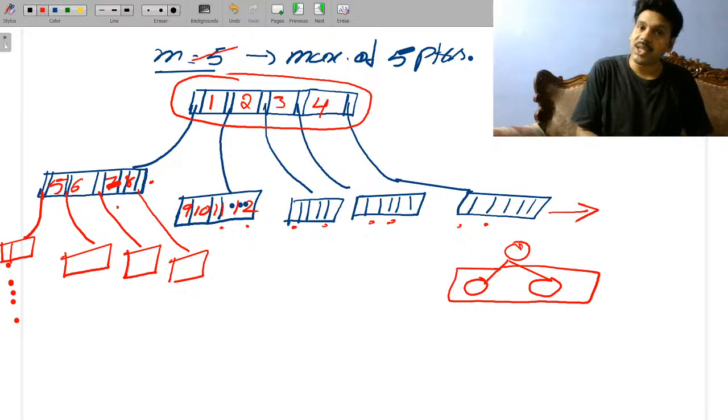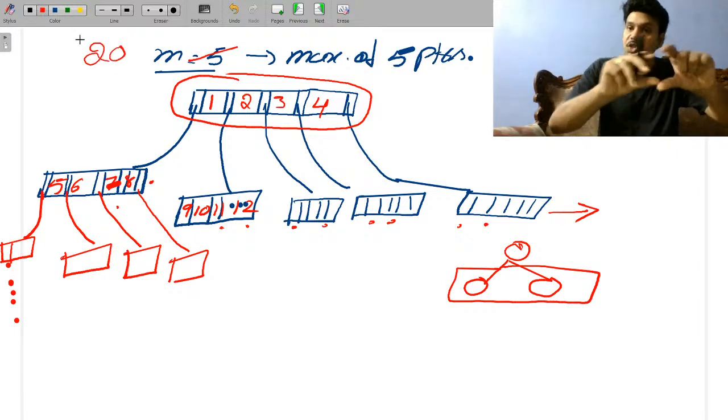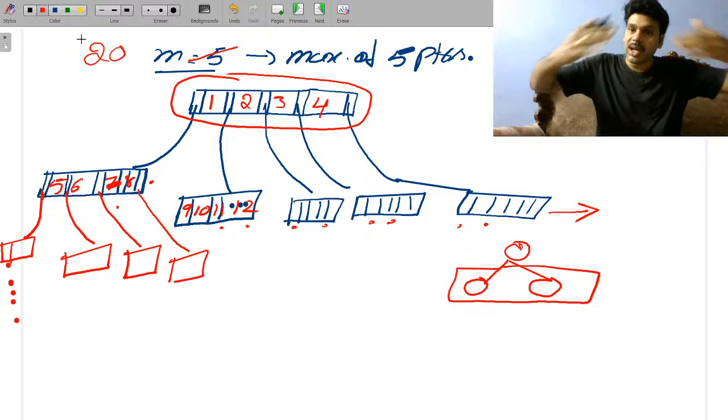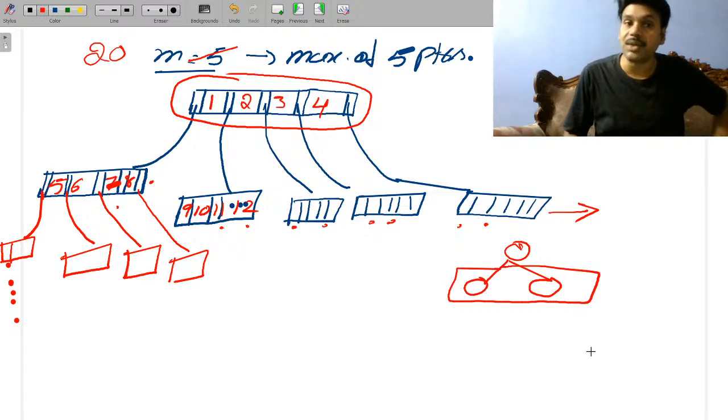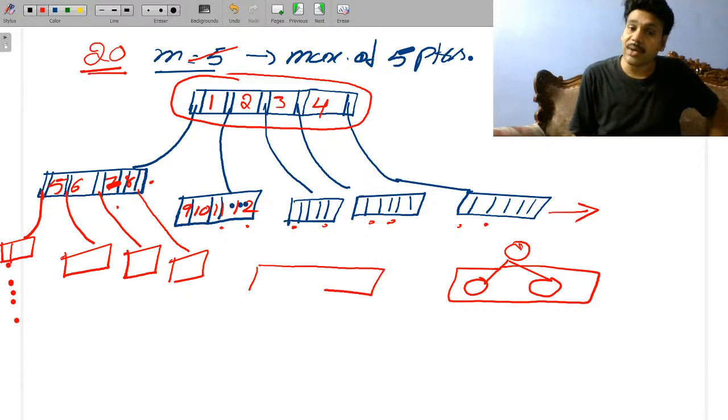Instead of 5, if I say 20, you imagine that you have 20 pointers in the first node and 20 children in the next level. So this is the idea of multi-level indexing, especially B trees and B plus trees. If I'm saying m is equal to 20, imagine I have 20 child pointers from your root.